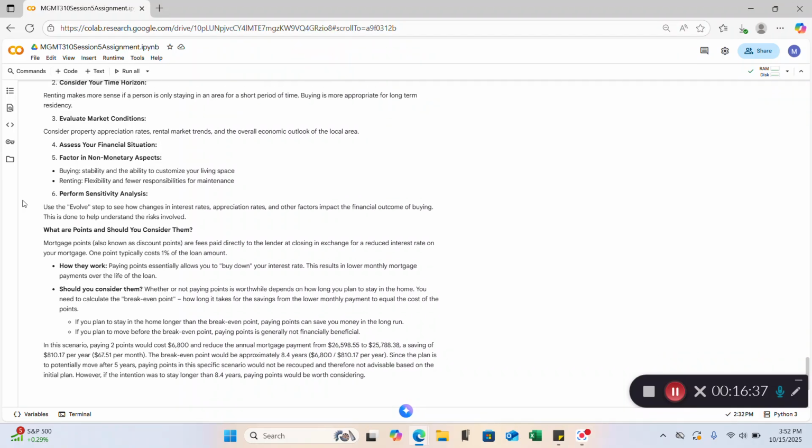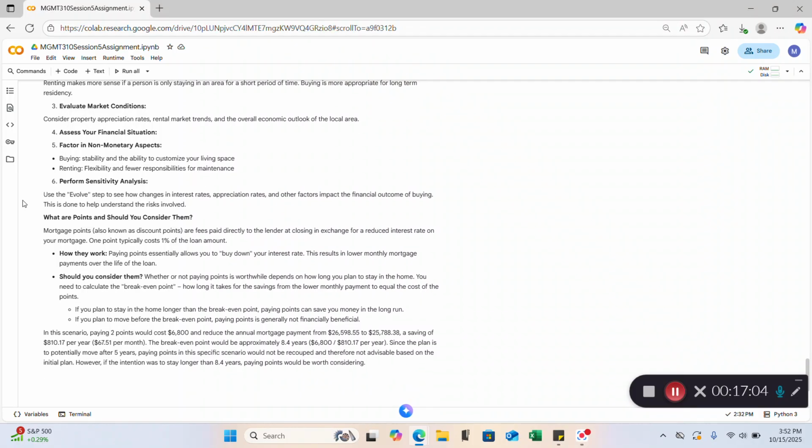So on to the last question: what are points, and should we consider them? Well, mortgage points, or discount points, are a fee that's directly paid to the lender at closing in exchange for a reduced interest rate on our mortgage. One point usually costs about 1% of the loan amount. It allows us basically to buy down our interest rate, and it gives us lower monthly mortgage payments over the life of that loan. So whether we should consider them comes down to how long we decide to stay in the home.